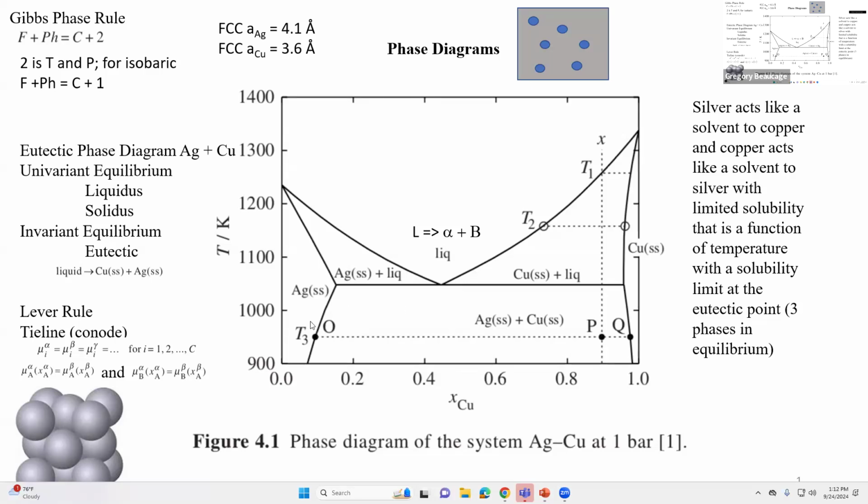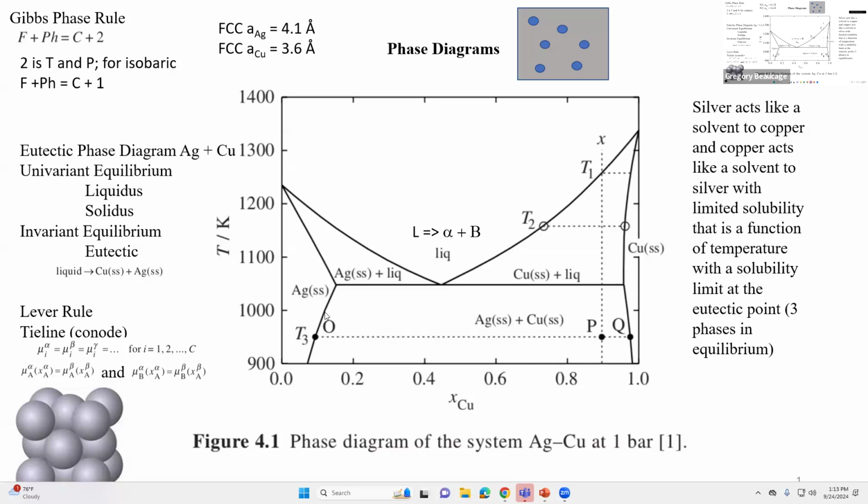So once you get over to here, you're going to make a little bit of copper in a sea of silver. And the further you go over, you're going to get more and more copper until you get to about halfway between the copper line and the silver line. And that's where it's going to transition to a copper sea with a little bit of silver islands in it.